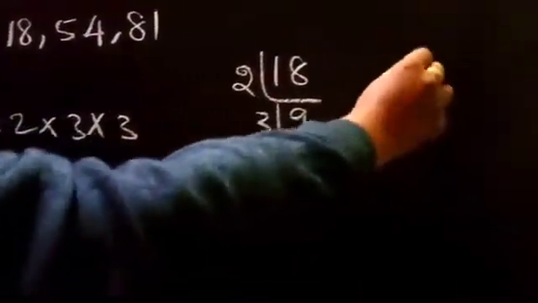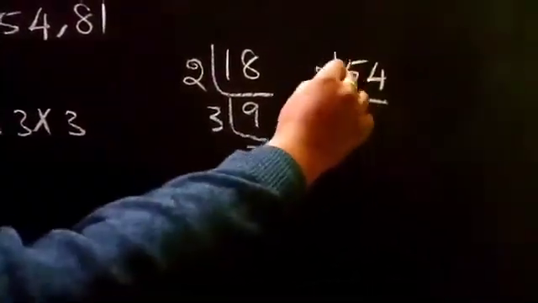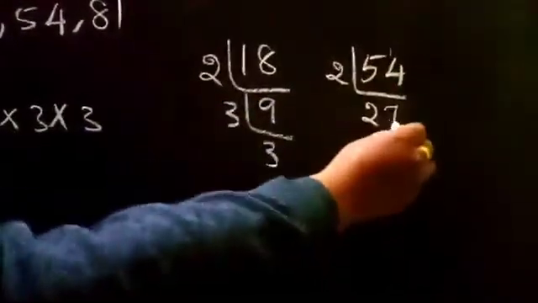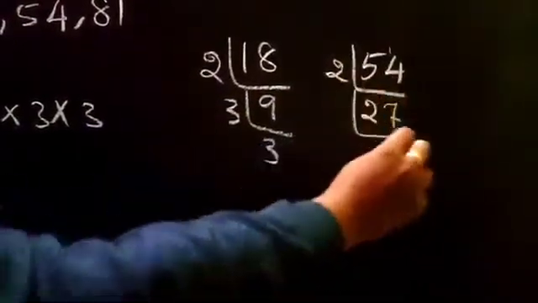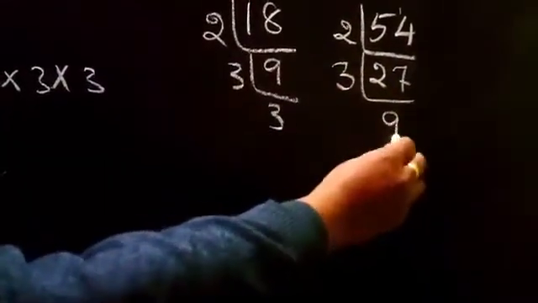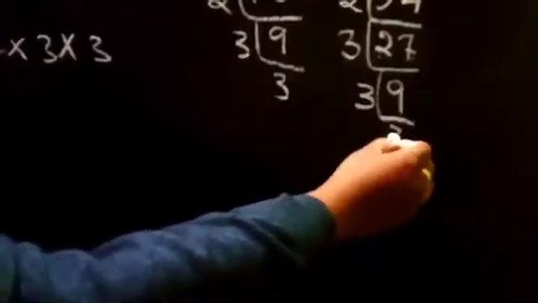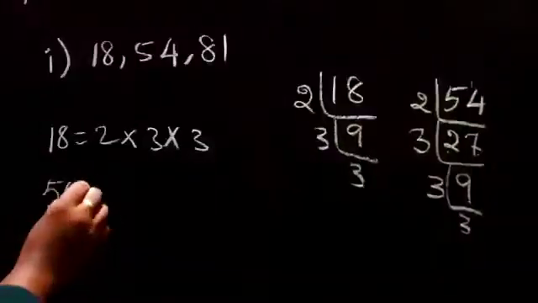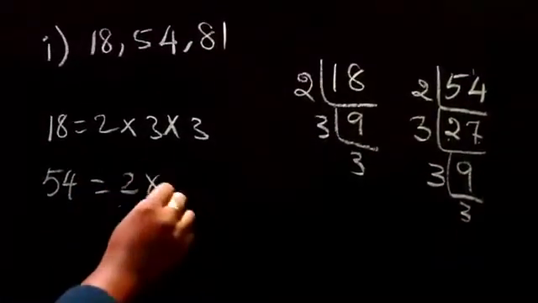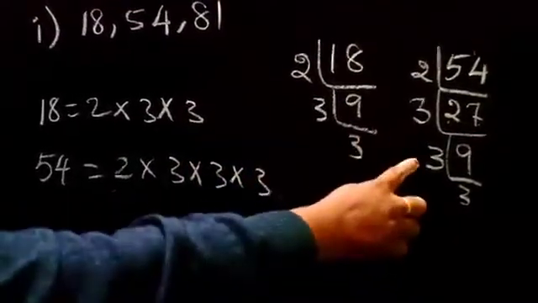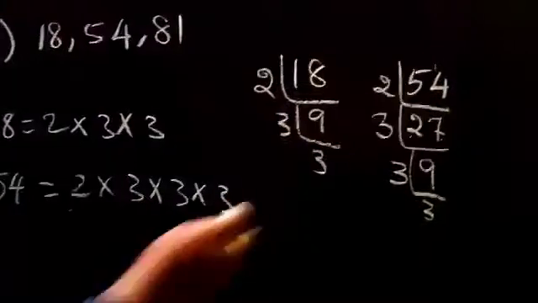Now the next number is 54. We can write in the second table, 2 2s are 4, remaining 1, 7 2s are 14. So in the 3 table, 9 3s are 27. Again 9 can be divided, 3 3s are 9. So 54 can be written as 2 into 3 into 3 into 3. 3 appears 3 times, 2 appears 1 time.